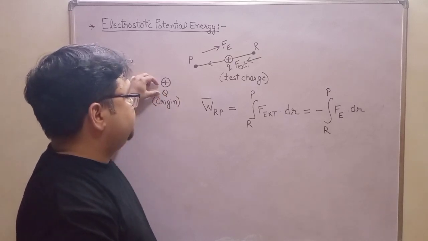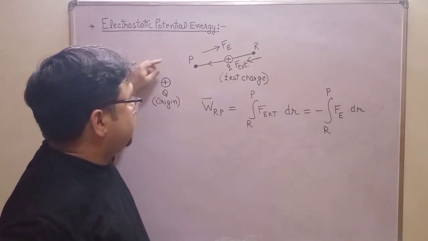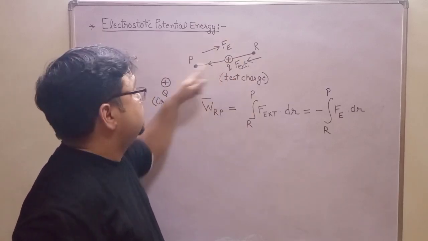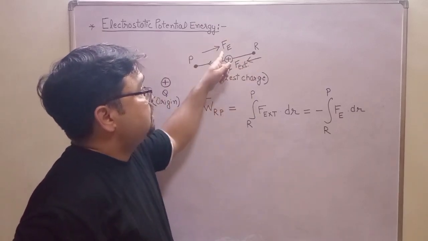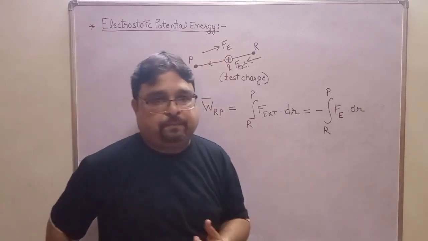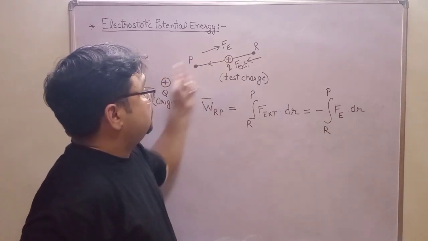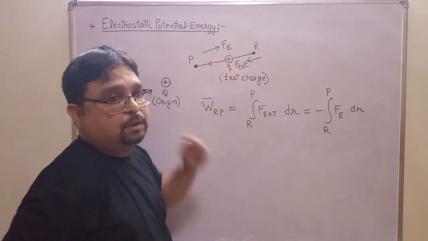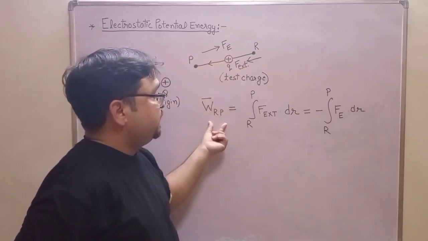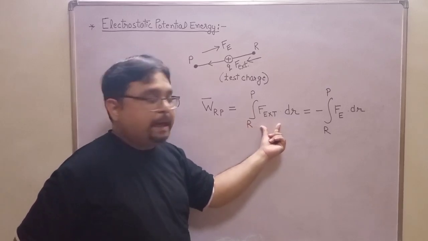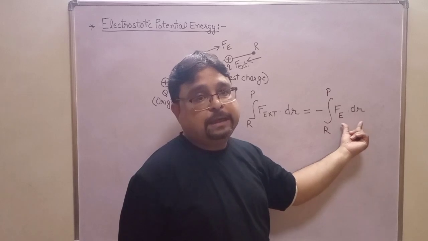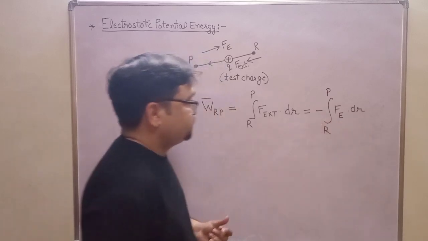Because we know that this capital charge Q will be having an electric field, and this small q will experience an electrostatic force which is equal to qE. So this electrostatic force will try to repel this small q. So work done can be written in terms of external force, and it will be equal and opposite to the work done due to electrostatic force.